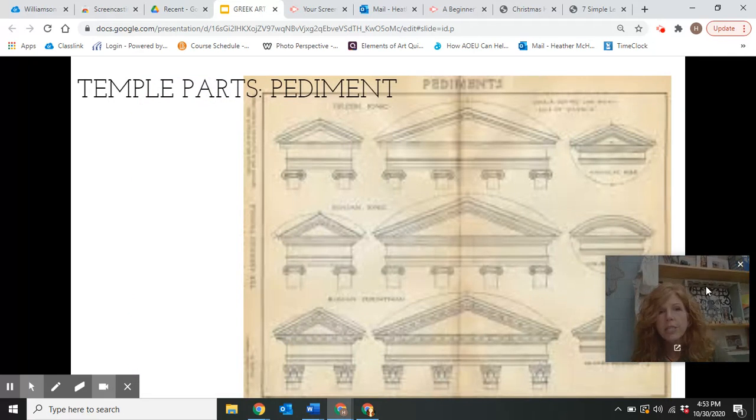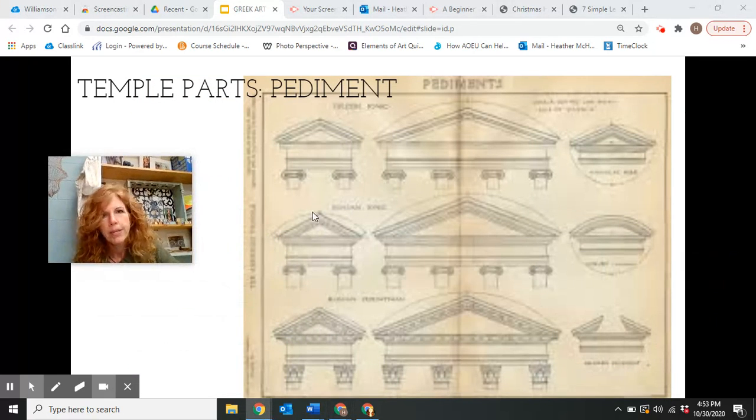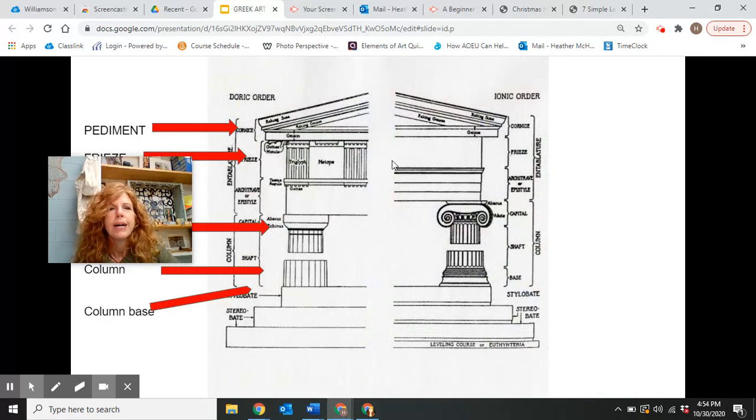Temple parts you need to be familiar with. The pediment. The pediment is the triangular shape that sits on top of any structure, mainly Greek temples, but we're also going to see it in Roman temples. This was the area where most of the sculpture was contained. We know that the inside of these temples was used for the cult statue, like Athena.